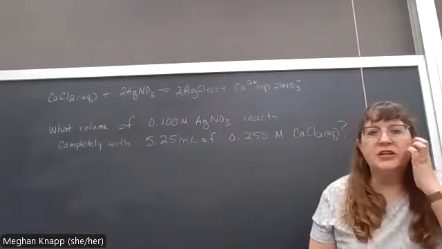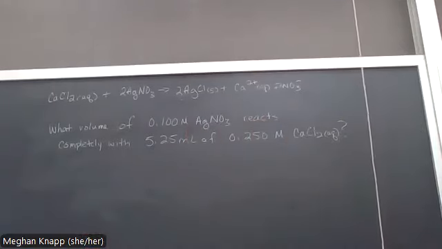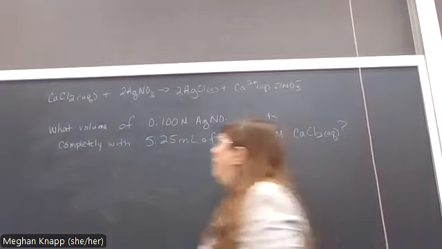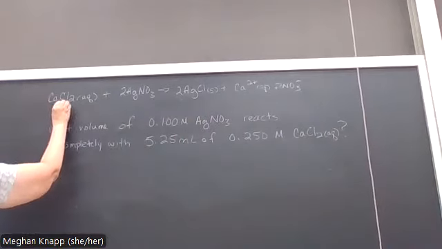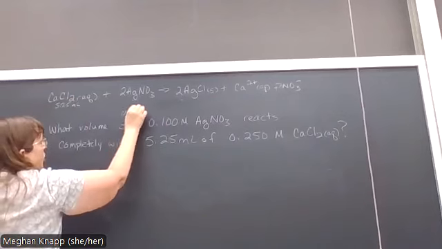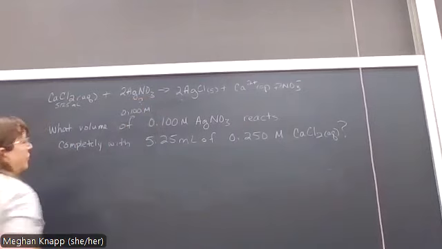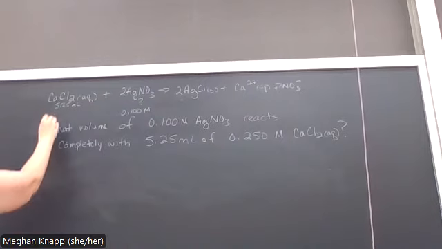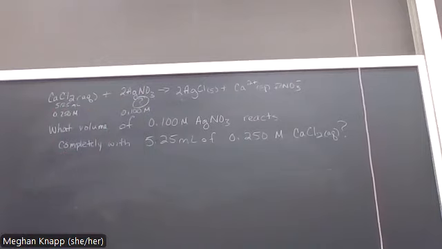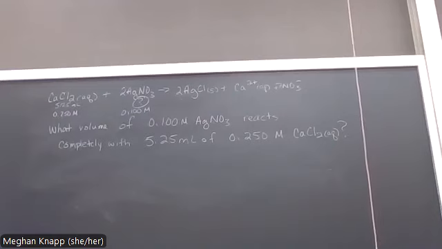Okay, so now our question is, what volume of silver nitrate reacts completely with 5.25 milliliters of calcium chloride? So I have 5.25 milliliters here. I have 0.100 molar, but I don't know the volume. And I have 0.250 molar. So this is what I'm looking for. So which one is my known? CaCl2. Okay, so that's the one I start with.